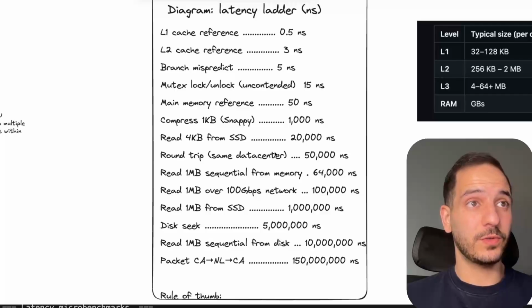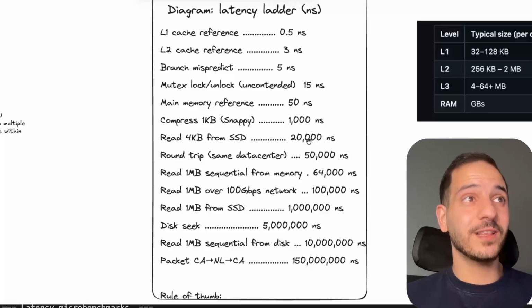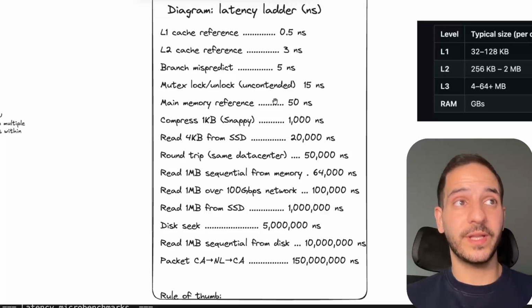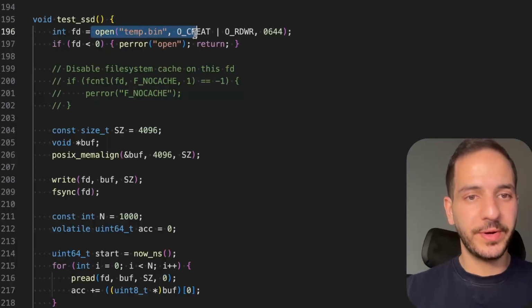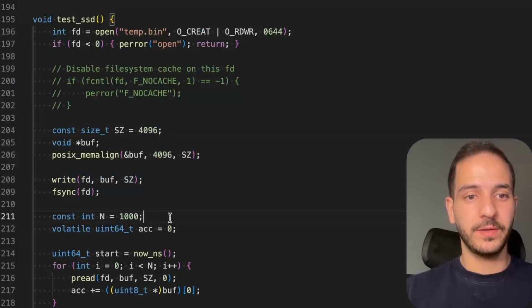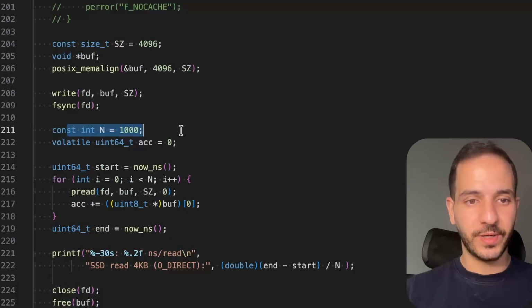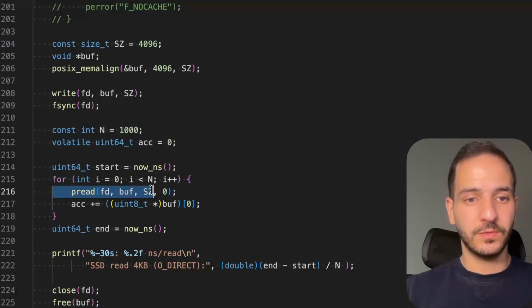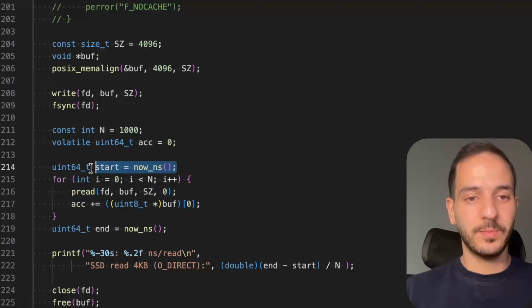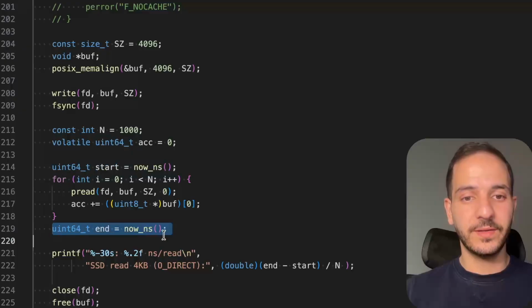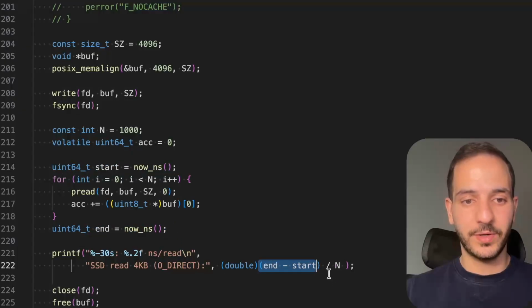And one thing to pay attention to is that even SSD, which is considered faster, is still hundreds of times slower than main memory. So if you have some data available in RAM, it is hundreds of times faster to access compared to SSD. In this function, we open a temporary file, write a 4K buffer to it, then we perform 1,000 iterations. In each iteration, we read from the file, we perform addition, and that's it. We record the time before the loop and after it, then we divide the difference by the number of iterations.